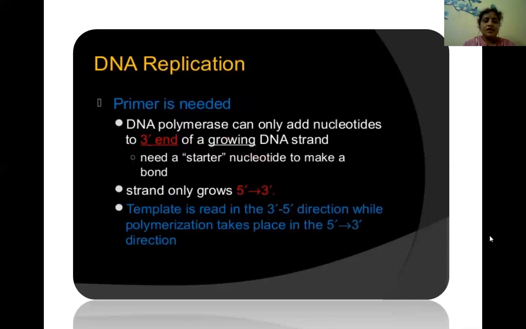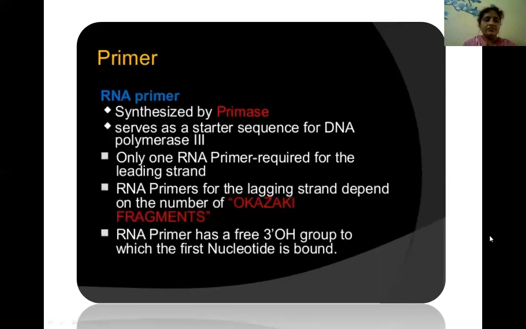Next, a primer is needed for this DNA replication. DNA polymerase can only add nucleotides to the 3' end of a growing DNA strand. This is very important for DNA replication, and the primer acts as a starter. Next, the strand only grows 5' to 3'. The template is read in the 3' to 5' direction, while polymerization takes place in the 5' to 3' direction.